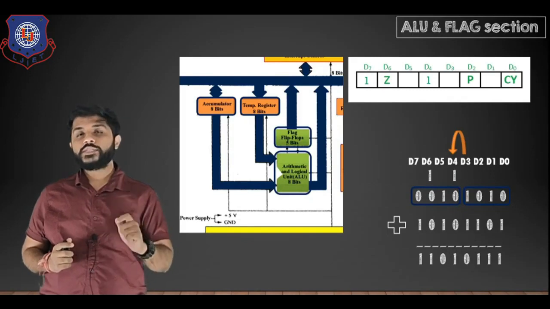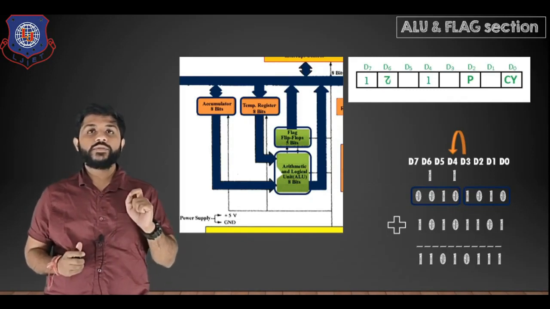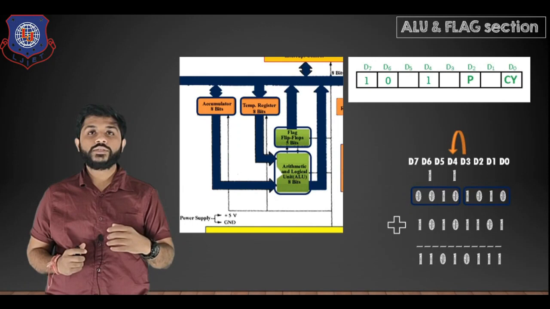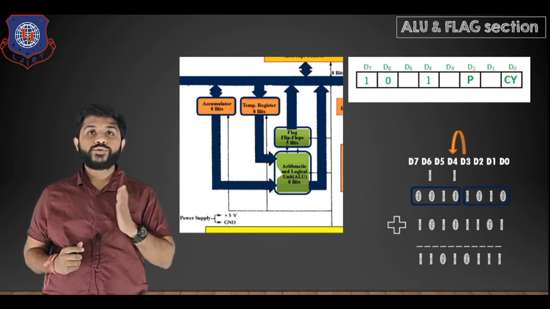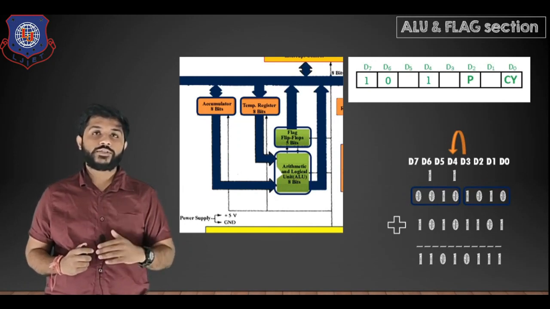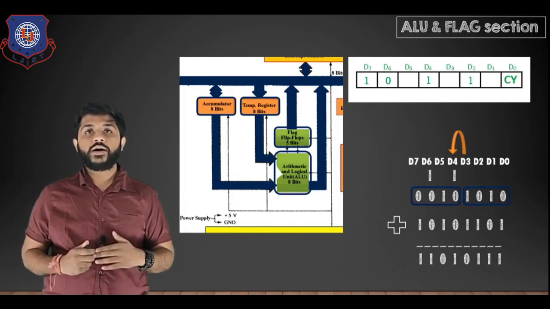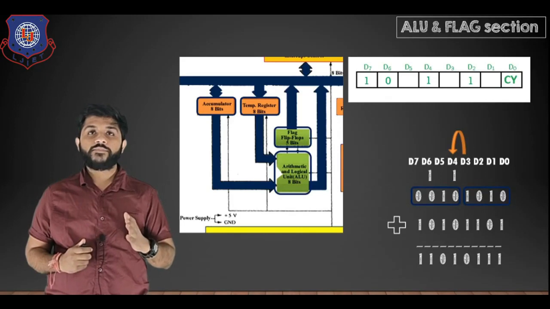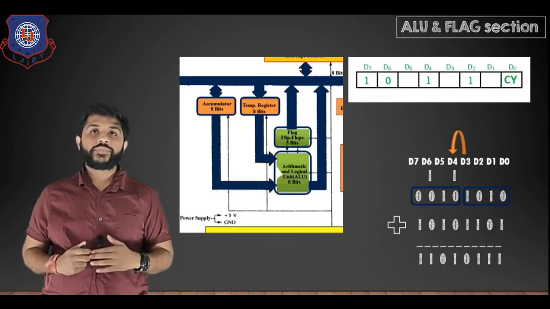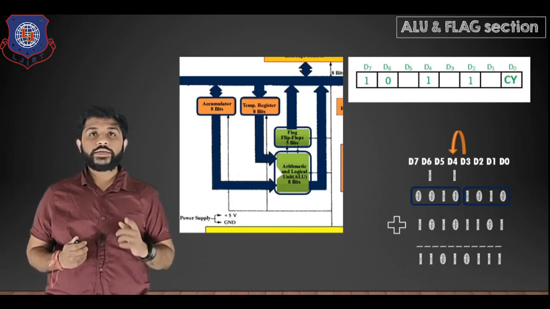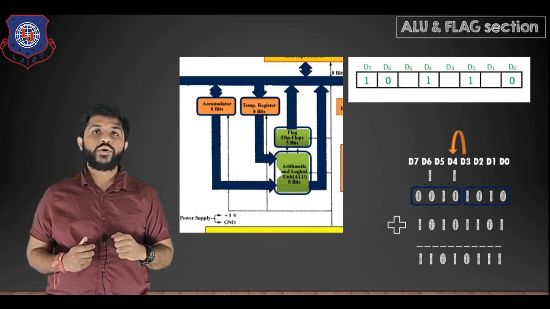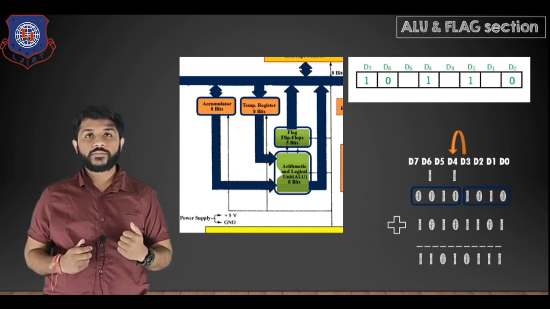What is the value of the zero flag? It will be 0. Why? Because all the bits from D0 to D7 are not 0. What is the value of the parity flag? The total number of ones is even, so the parity flag will be set. And carry is not generated at the D7 bit, so the value of the carry flag will be 0.